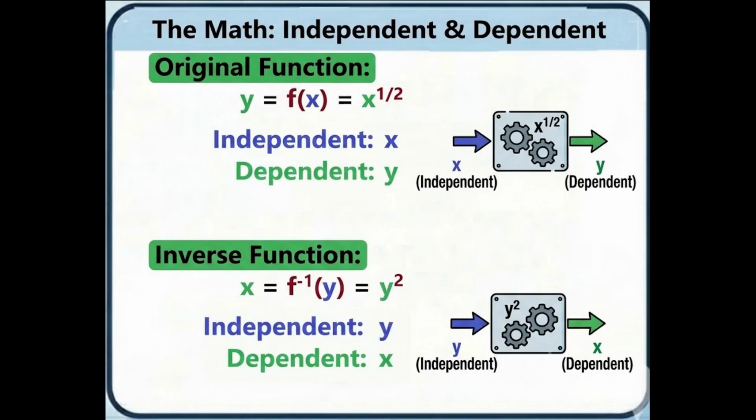In the original function, y equals the square root of x. You choose x, that makes x the independent variable. The value of y depends on x, so y is the dependent variable. Now reverse the process. In the inverse function, x equals y squared. You choose y first, so y becomes independent, and x now depends on y. Same relationship, reversed roles. That's independent and dependent variables in inverse functions.